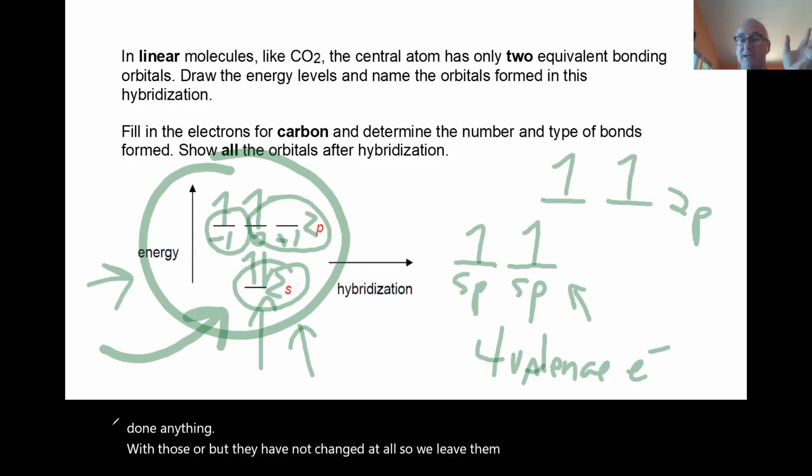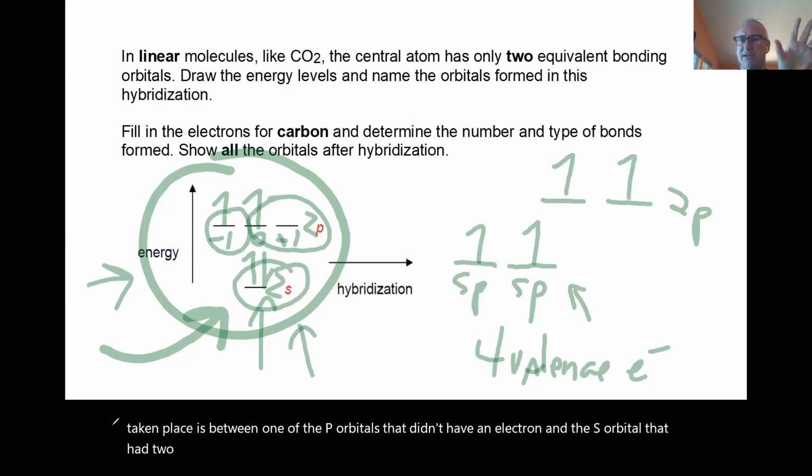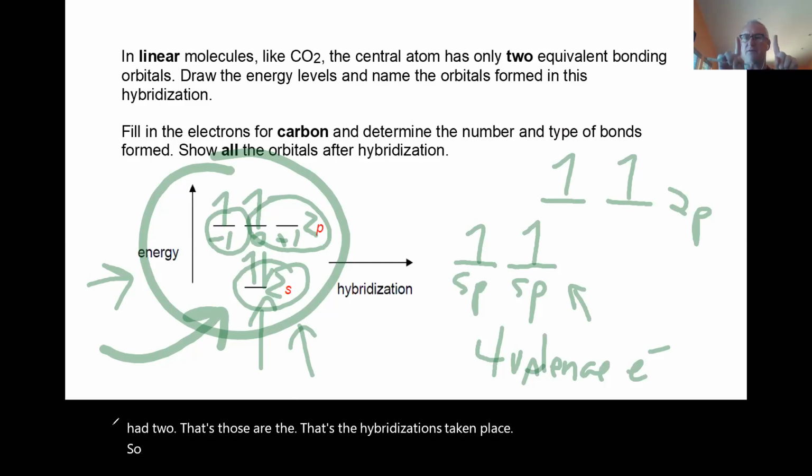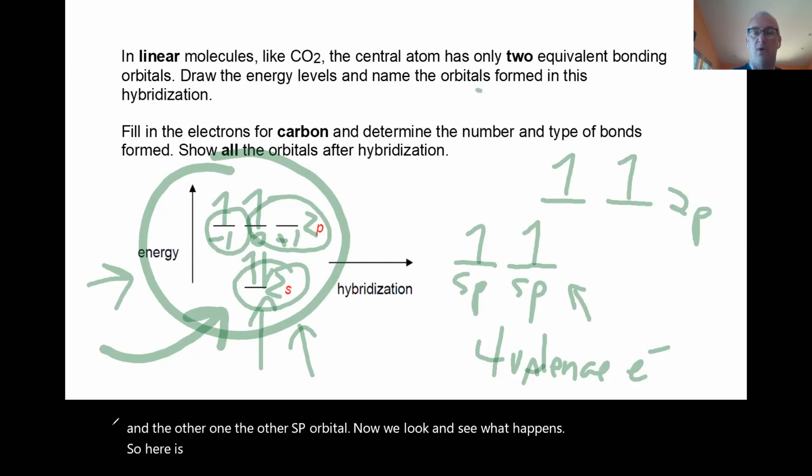The only hybridization that's taken place is between one of the p orbitals that didn't have an electron and the s orbital that had two. That's the hybridization that's taken place. So we split those two electrons that were in s, and we put one in one sp orbital and the other one in the other sp orbital. Now we look and see what happens. So here is our molecule again.